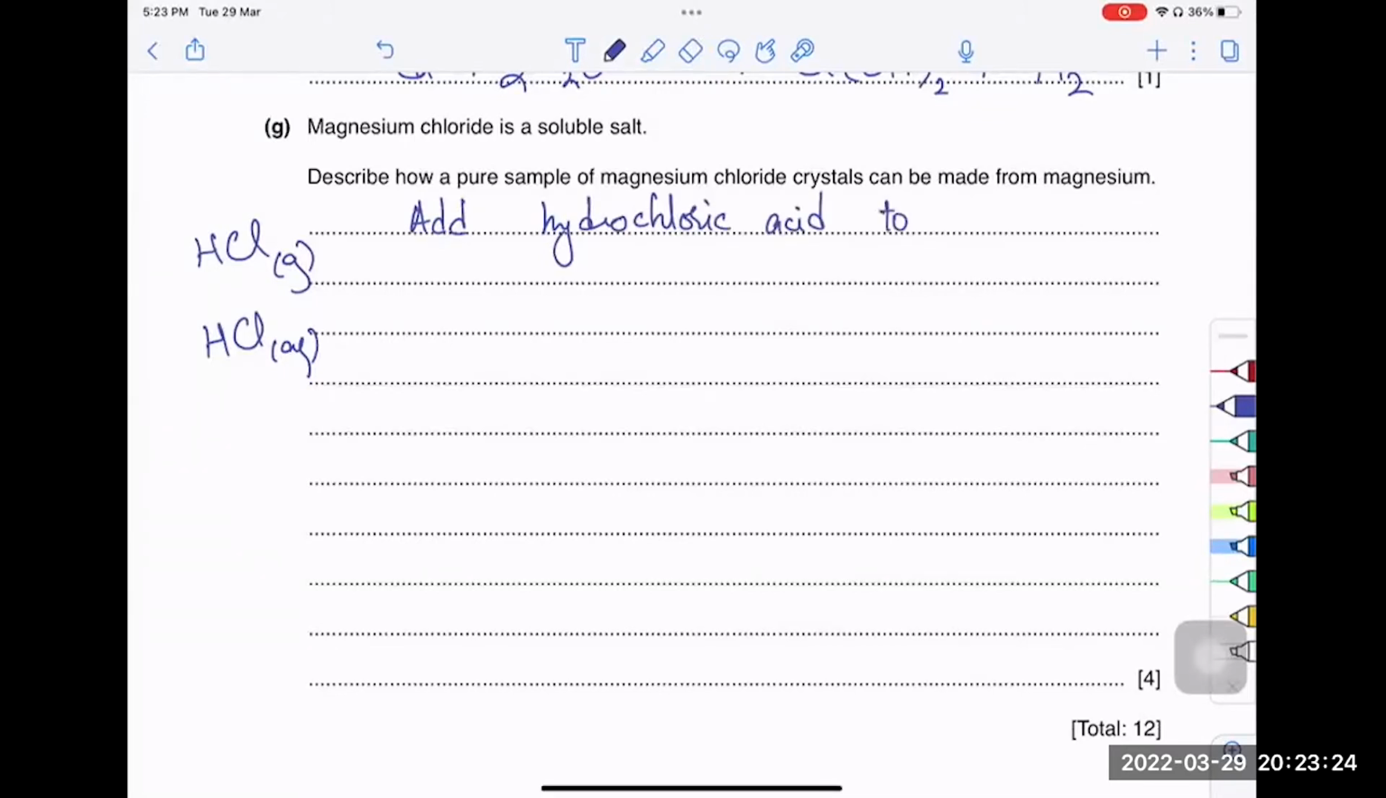to what base? I could use magnesium hydroxide, I guess, or just magnesium. No, they're saying it can be made from magnesium. So we have to use magnesium only. So to magnesium. Okay. I have magnesium here. Tell me, should acid be in excess or should magnesium be in excess?